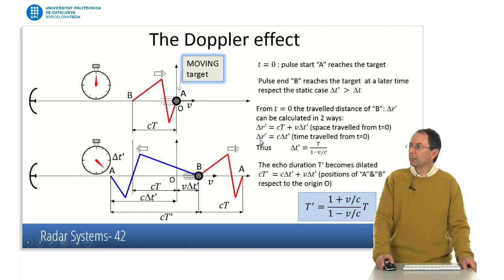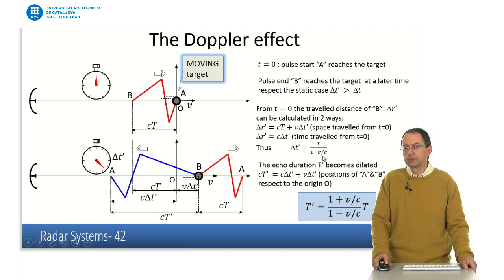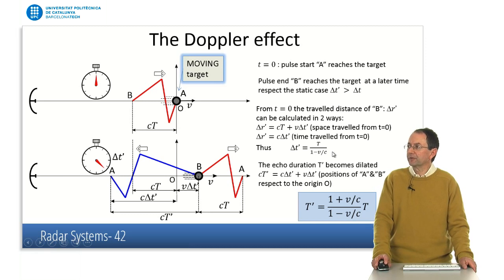And we can compute delta r prime, so this range, in a different way, from the time traveled by the signal from t equal to 0. The time is delta t prime multiplied by c, that's the range which has been traveled. Then, comparing these two equations, we can obtain the time traveled by the trailing edge B, which is capital T divided by 1 minus the ratio between the speed of the target and the speed of light. So this is a relativistic analysis of the situation.